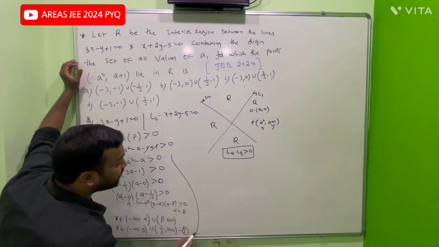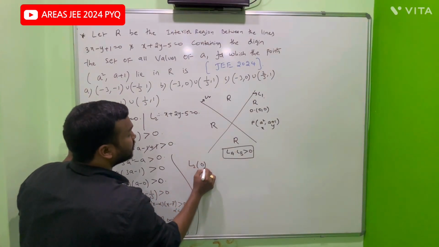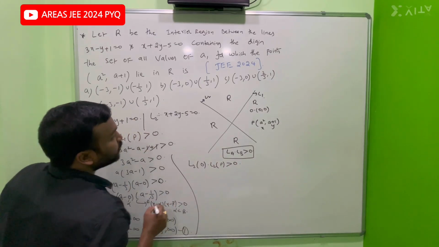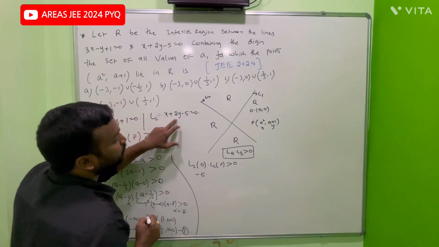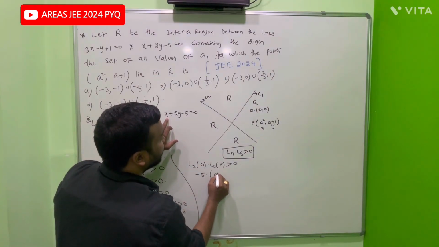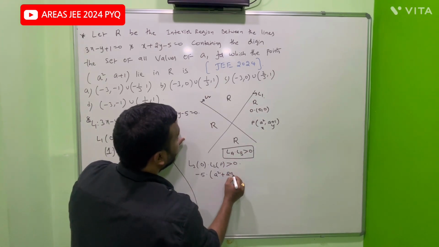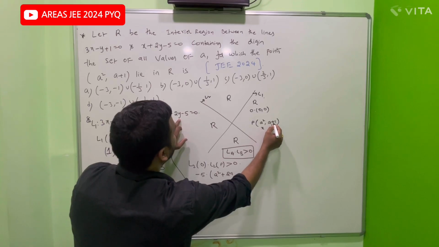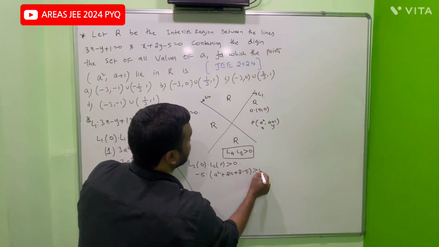Now do the second one here. What is the second one? L2. So L2 also we have to do here. L2 of 0 into L2 of P which is greater than 0. L2 of 0 means 0, 0 minus 5. So this is minus 5 into L2 of P. L2 of P means what is the x value here? a square plus 2 into a, 2a, 2 into y value, total 2 into y value is a plus 1, 2a plus 2. So plus 2 minus 5 which is greater than 0.